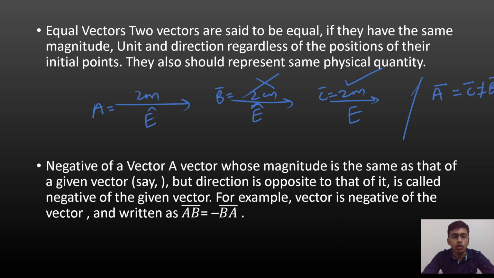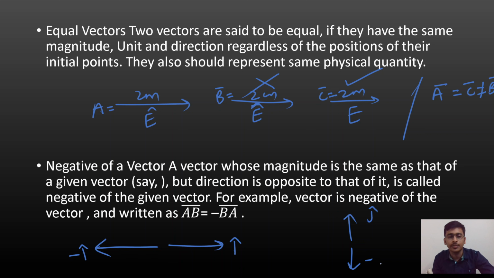Negative vectors. So what are negative vectors? A vector whose magnitude is the same as that of a given vector, but its direction is opposite. Essentially east and west are negative vectors of each other. North and south are negative vectors of each other. So i cap becomes minus i cap. If I have j cap, it becomes minus j cap.